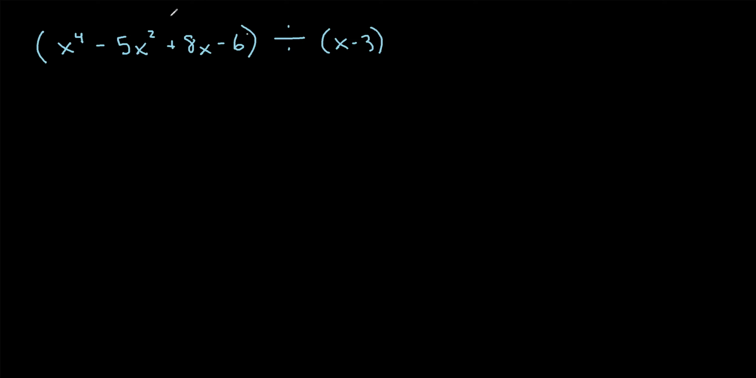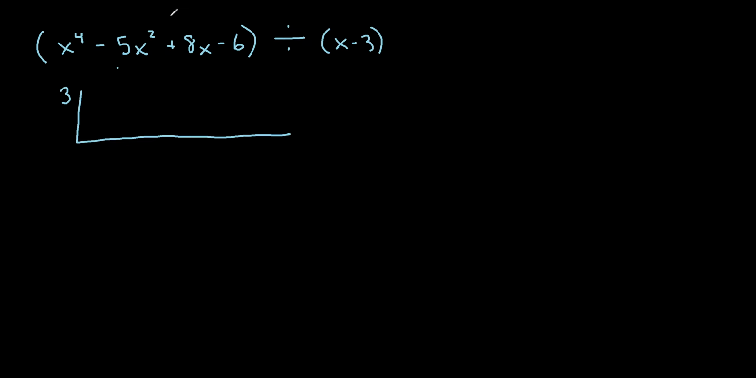All right, let's try another example. Let's say we have x to the 4th minus 5x squared plus 8x minus 6 divided by x minus 3. So let's use synthetic division once again to perform this division problem. So the number that we put up here in the top left corner, that's going to be whatever number makes the denominator equal to 0. So the denominator is x minus 3. What value of x would make this equal to 0? Well, that would just be 3. So we'll put a 3 right here.